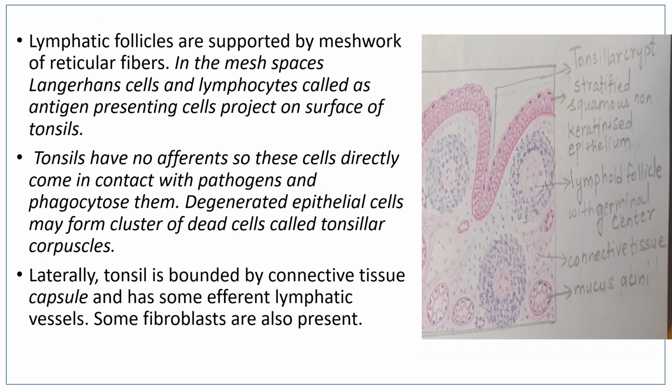Lymphatic follicles are supported by a meshwork of reticular fibers, and in this meshwork we have Langerhans cells and lymphocytes known as antigen presenting cells. In the tonsils we do not have afferents, so the cells directly come in contact with pathogen and destroy them. And laterally, the tonsil is covered by a capsule in which some efferent lymphatic vessels and fibroblasts are present.